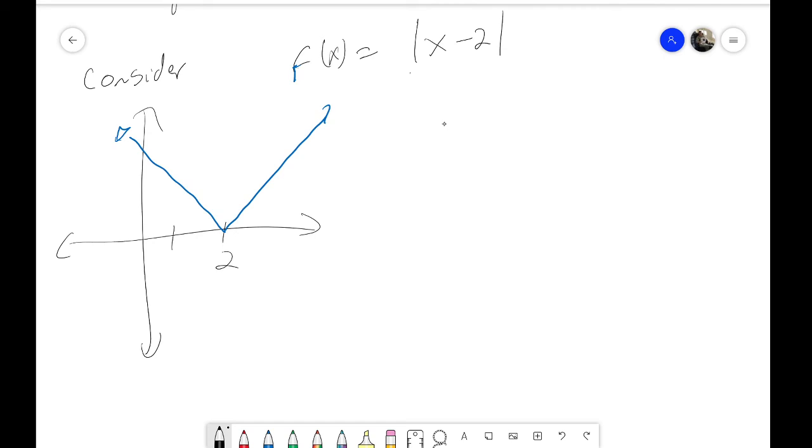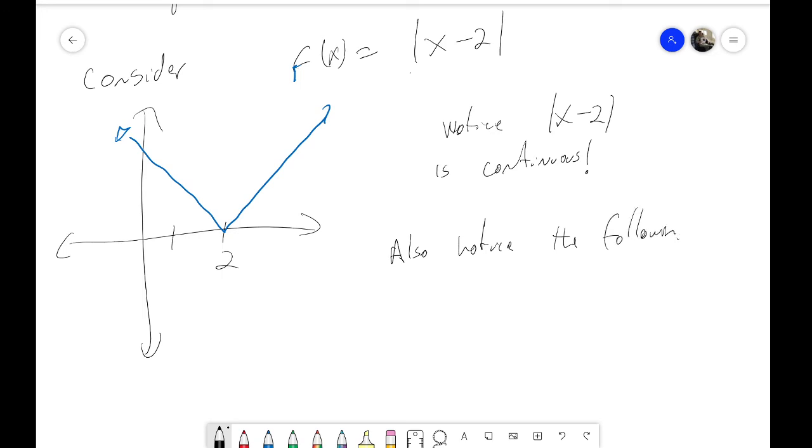So first of all, notice the absolute value of x minus 2 is continuous. It's a continuous function, so you could draw it without lifting the pen. Also notice the following. When you take the limit from the left and the limit from the right, as you go to the point 2, you may be surprised by what you get.